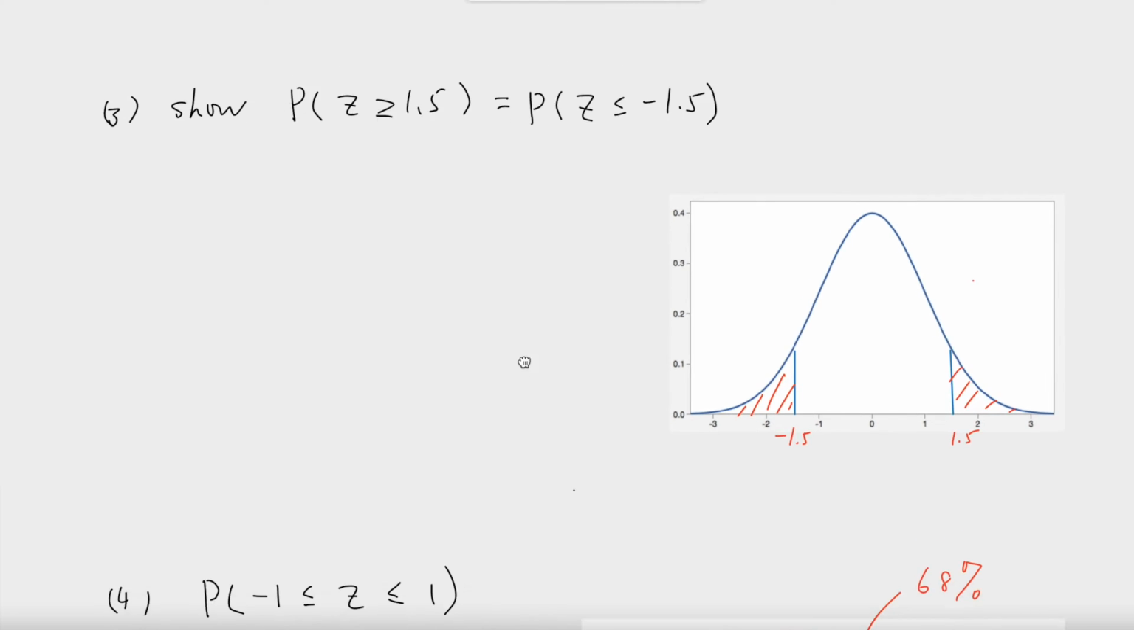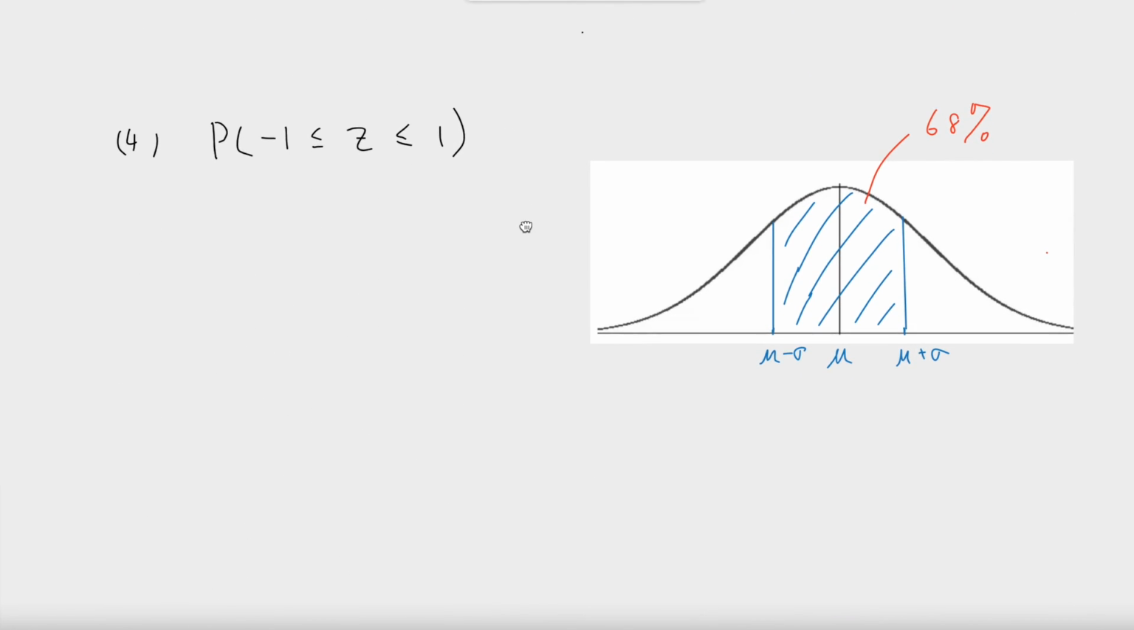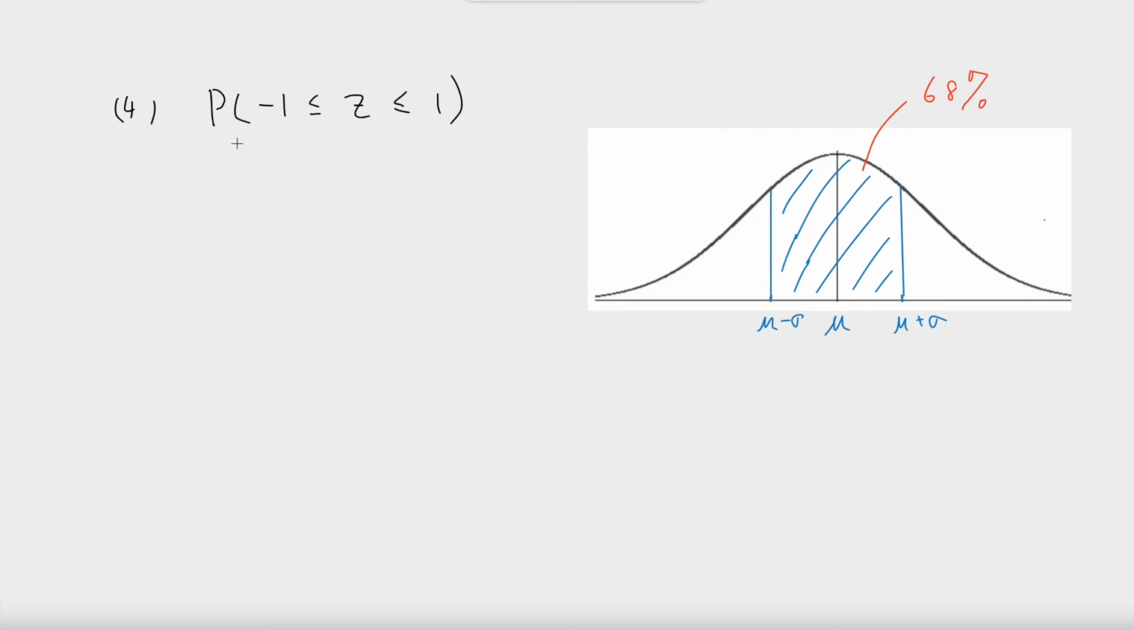Now let's look at the next example. In this example, we want to calculate the probability Z is between negative 1 and positive 1. So this is equal to the probability Z is less than or equal to 1, subtract the probability Z is less than negative 1. This is equal to phi of 1 subtract phi of negative 1. And this is equal to 68%, roughly.